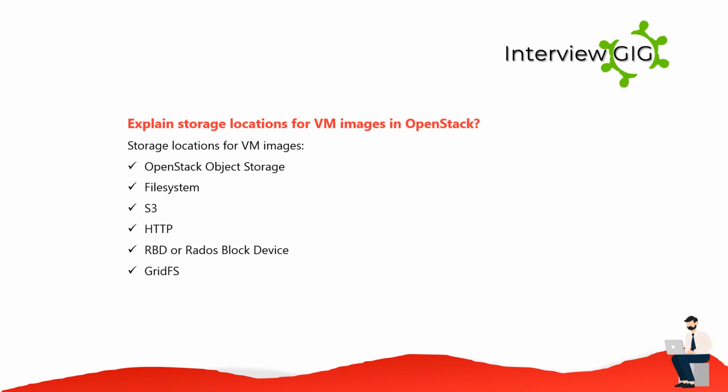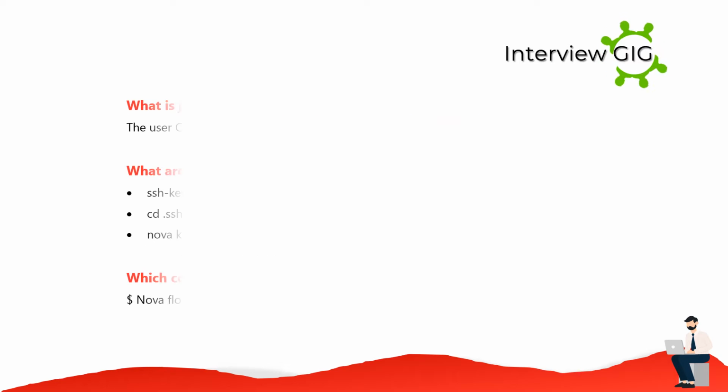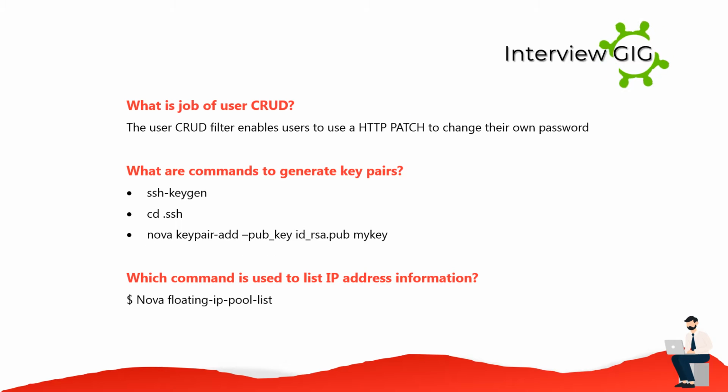Explain storage locations for VM images in OpenStack. Storage locations for VM images: OpenStack object storage, file system, S3, HTTP, RBD or Rados block device, GridFS. What is the job of user CRUD? The user CRUD filter enables users to use an HTTP patch to change their own password.